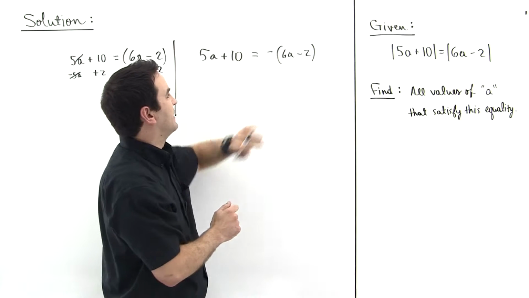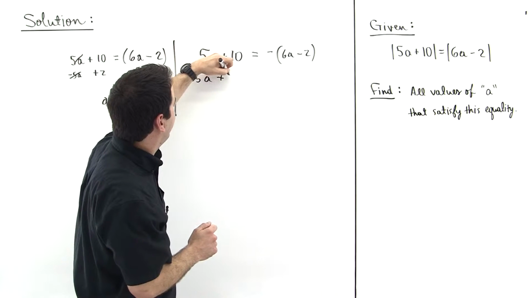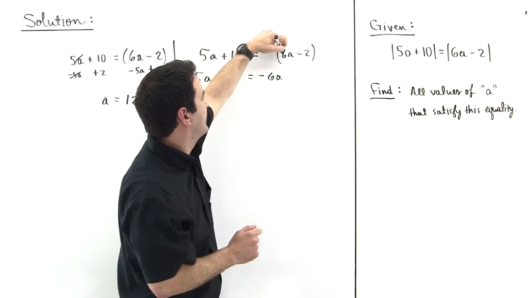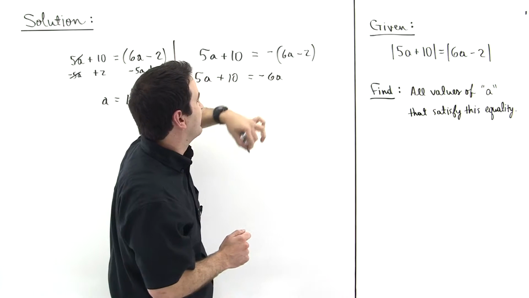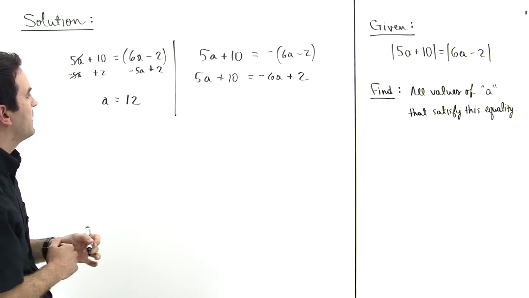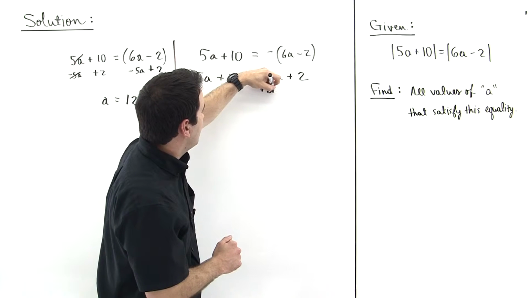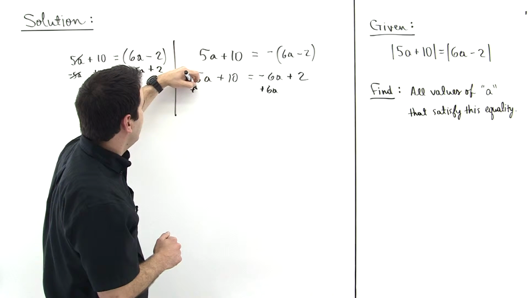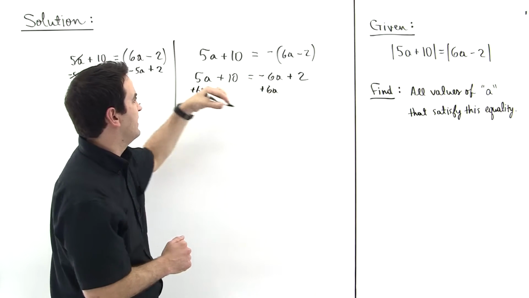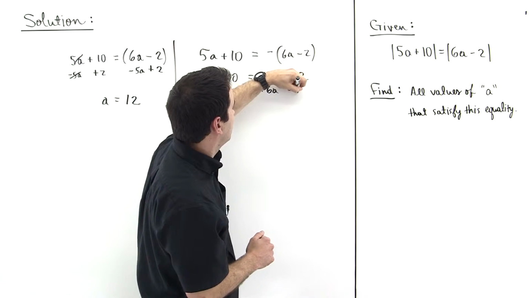Now we're going to let this thing be negative. So now, let's distribute that negative. 5a plus 10 is equal to negative 6a, and then negative times a negative is a positive, so we get plus 2, like this. Let's add 6a to both sides, so plus 6a, plus 6a. We're bringing all the a's over to this side, so let's bring this 10 over to the other side. So minus 10, minus 10.